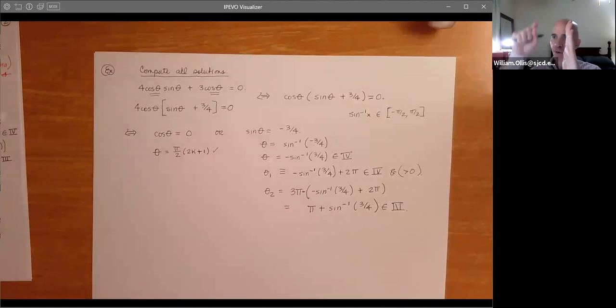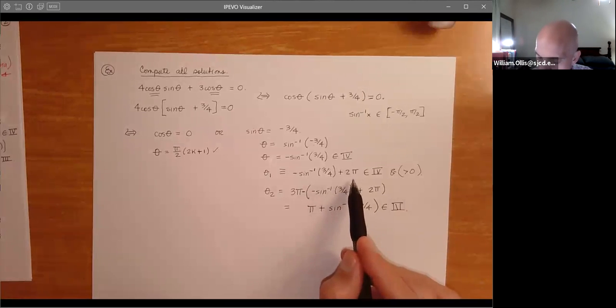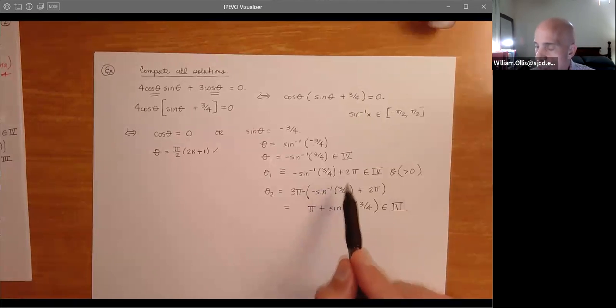Unlike the cosine function where they move like this, the sines move horizontally. So the idea here is that if we want to use Professor Ron's lemma, we've got to be in the 0 to 2 pi range.